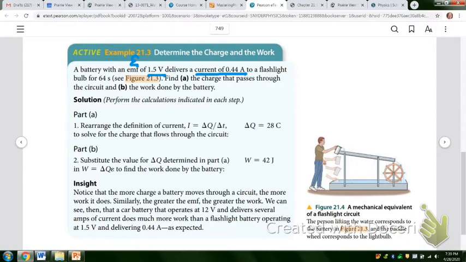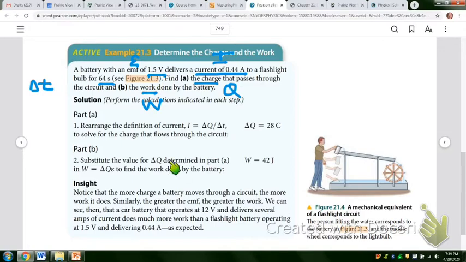If you look back at your sheet that we filled in on Monday, current is the variable I. And to the flashlight for 64 seconds, so that of course is going to be time or delta time, amount of time. It says find the charge, so I'm looking for charge. Remember that charge was Q that passes through the circuit. And B, find the work done by the battery. So we're looking for Q and W.